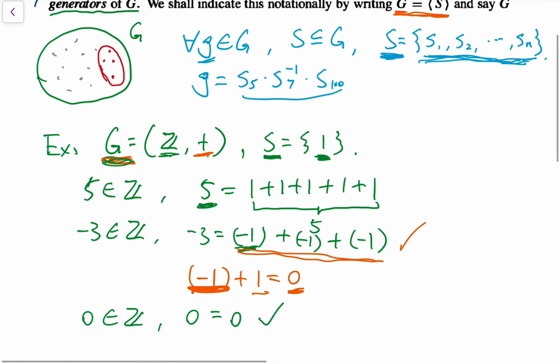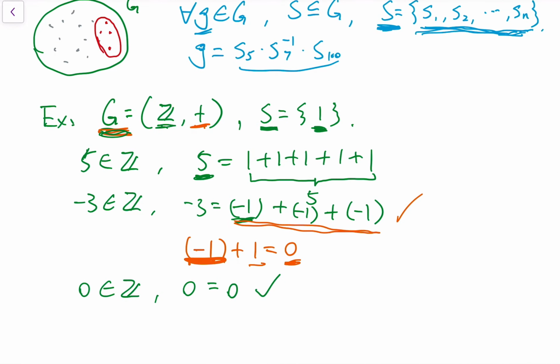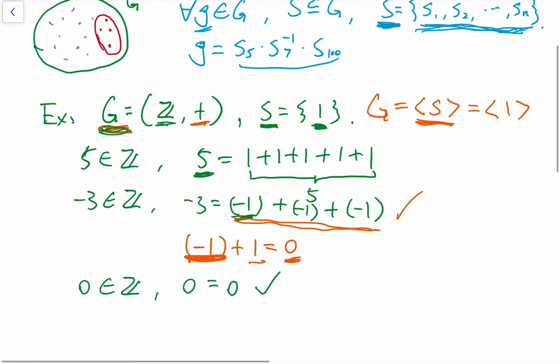So, in this example, it just means that G equals the group generated by S, and this equals the group generated by just 1. Okay, this is the idea of generators.